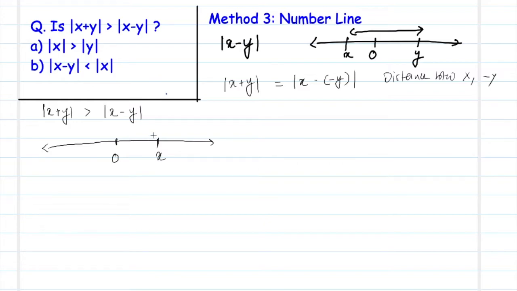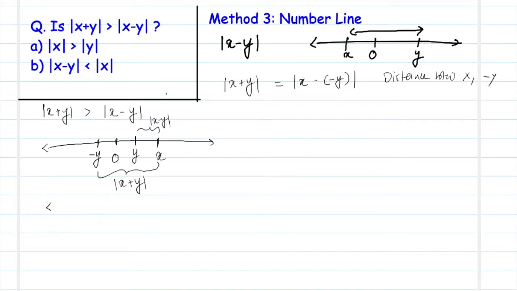So first let's assume y is over here somewhere. Then where is minus y? Right here. So what is the distance between x and minus y? This quantity, and we know that this is also written as mod x plus y. And the distance between x and y is this quantity. So this is mod x minus y. As you can easily see, mod of x plus y is greater than mod x minus y.